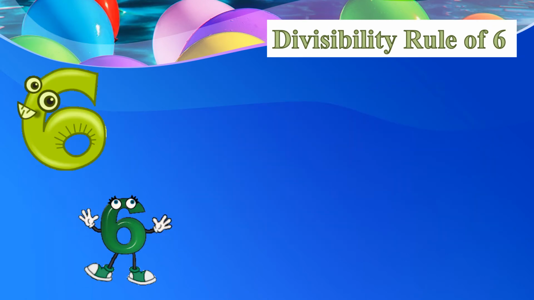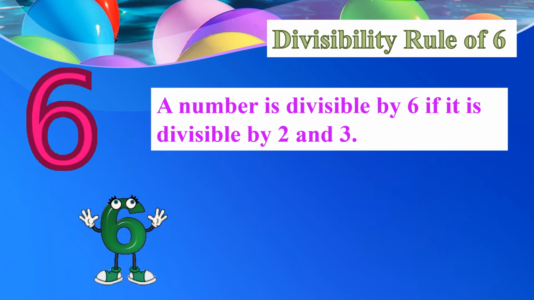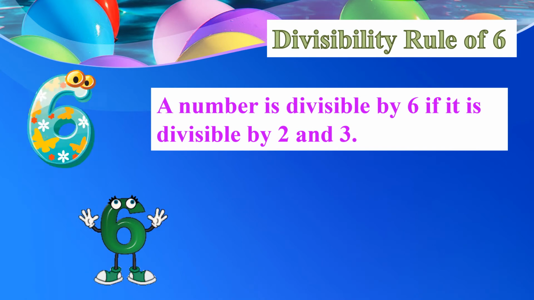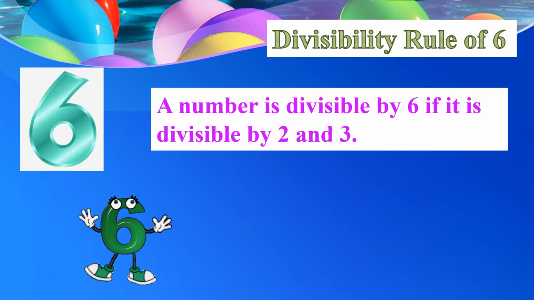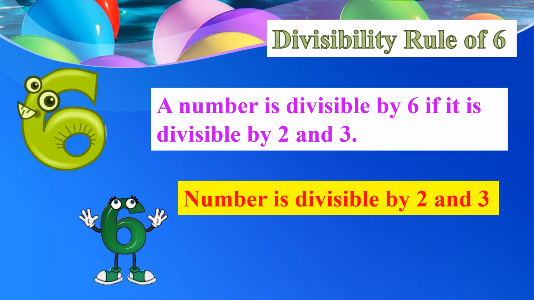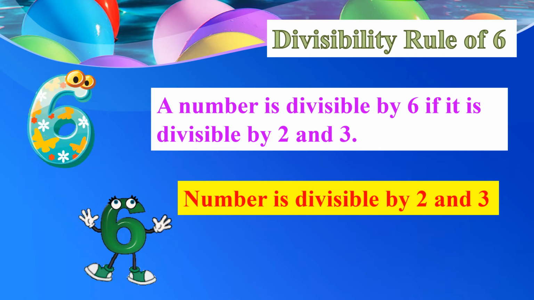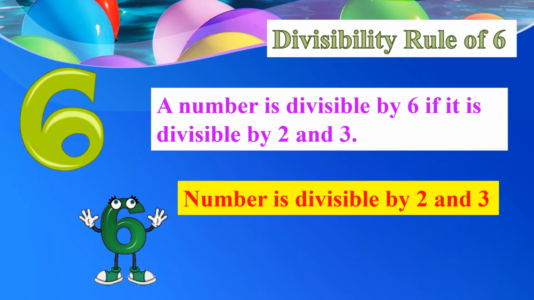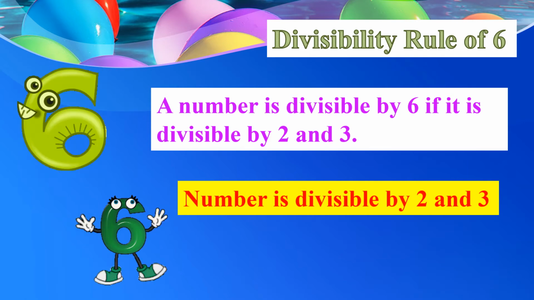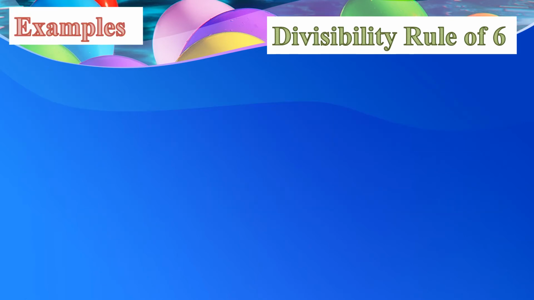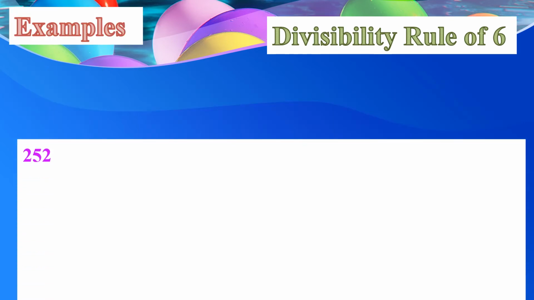Divisibility rule of 6. A number is divisible by 6 if it is divisible by 2 and 3. If the given number is divisible by 2 and 3, then it is also divisible by 6. Divisibility rule of 6 with an example.